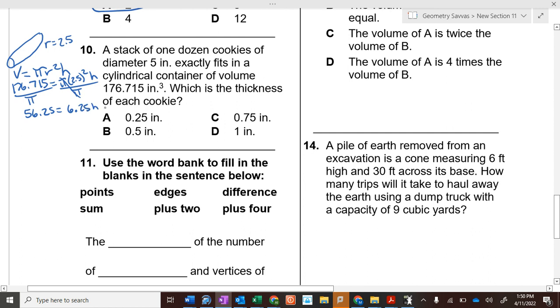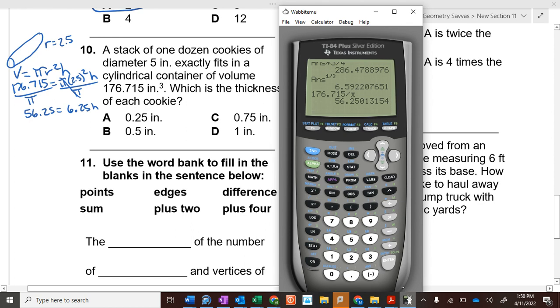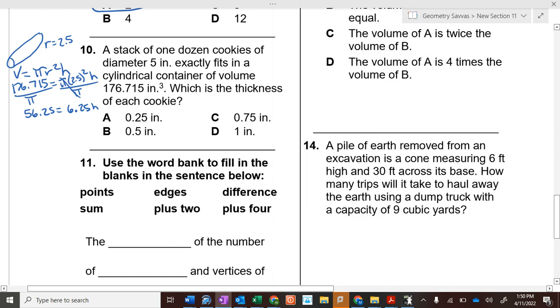And 2.5 squared is 6.25. So if I divide this by 6.25, I get exactly 9. Okay? So 1 dozen cookies is 12 cookies. Takes up 9 inches. So if we take the 9 divided by 1 dozen cookies, each cookie is 0.75 inches.